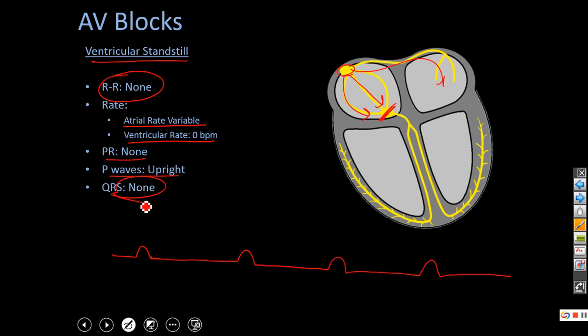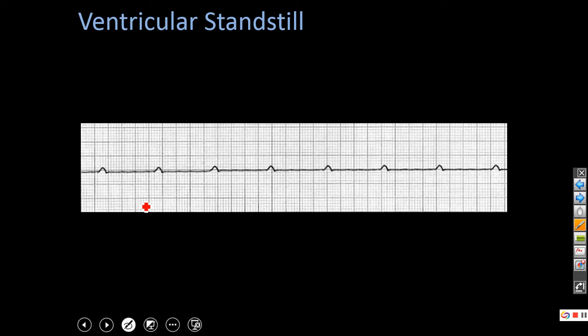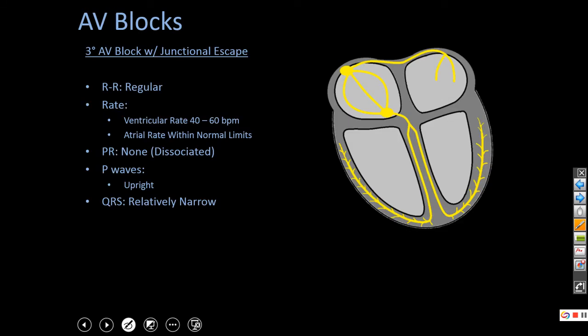However, we did talk about redundancy in the heart. So your heart has redundancy. So if you do go into this ventricular standstill rhythm, where you only have P waves and no QRS complexes, so your heart rate is 0, then the AV, or the bundle of His, can potentially pace the heart. And we would call that third degree AV block with a junctional escape rhythm.